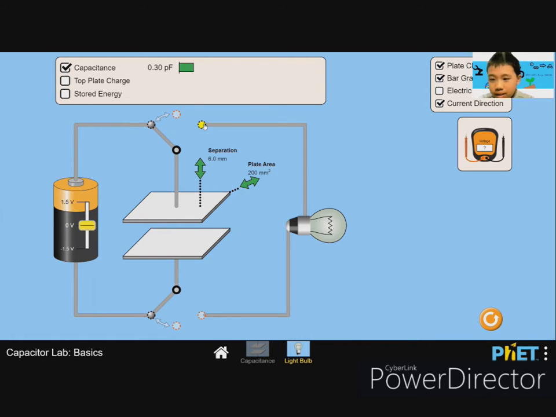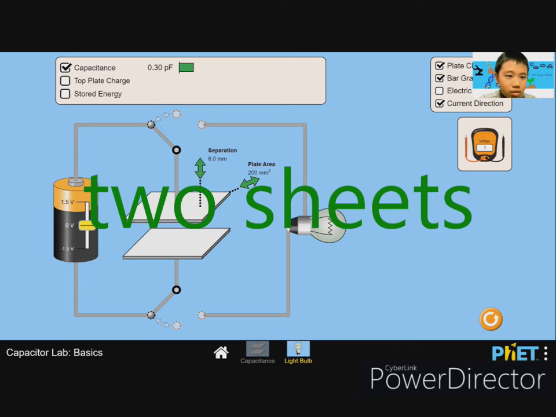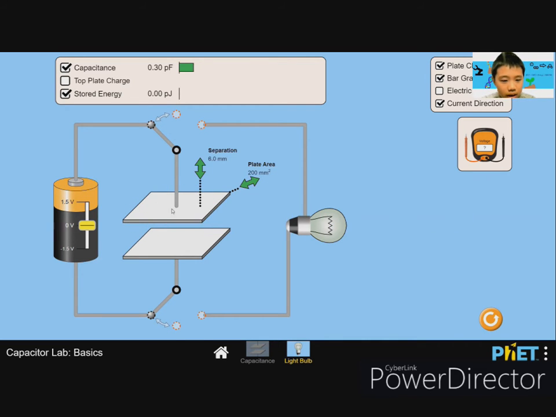So first, what is a capacitor? Just like in this diagram, a capacitor is basically a sheet of metal or any conductor, which is separated using some kind of non-conductor, like air in this case. Here on the top, there's a graph which shows the capacitance in picofarads and the stored energy in picojoules. These we're not going to care about right now.